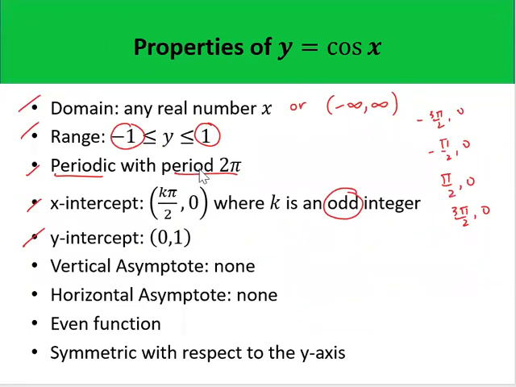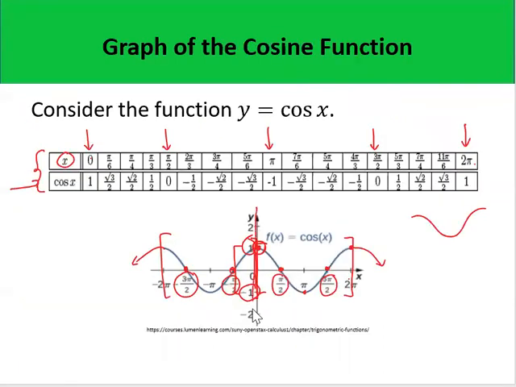Similar to the sine function, there are no vertical and horizontal asymptotes for cosine x. And cosine x is an even function. Which means that cosine of negative x is equal to cosine of x. And the graph of the cosine function is symmetric with respect to the y-axis. Which means that if we fold the graph along the y-axis, the graph will just overlap.